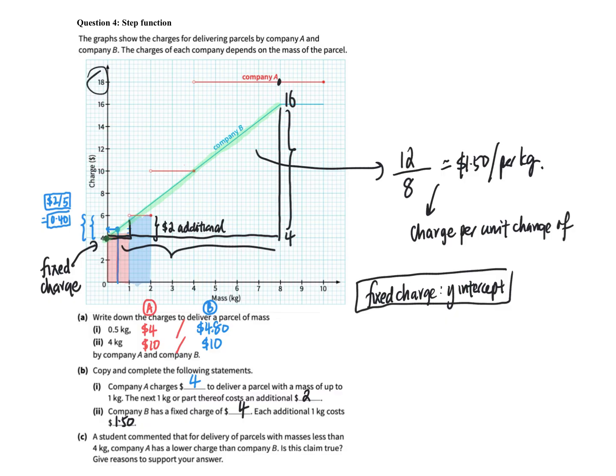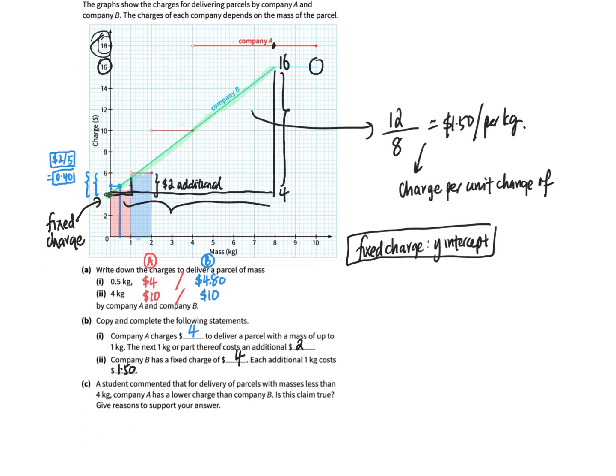But if you buy 10 kg, company B is the blue one. If you buy 10 kg, it's cheaper to use company B because they charge you $16, but company A charges you 18. So you need to see which one is cheaper.